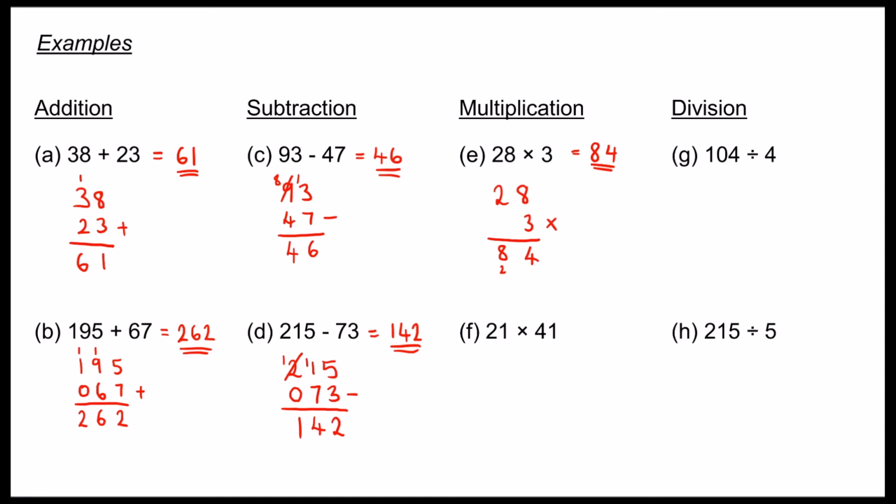Looking at the next multiplication question, it's a little bit more difficult because it's now a 2-digit number times another 2-digit number. I'm going to begin by writing 21 on the top and 41 underneath it, putting a times sign next to both of them. Initially, I'm going to start on the right hand side of the bottom row and I'm going to times everything on the top row by 1. So 1 times 1 gives me 1, 1 times 2 gives me 2.